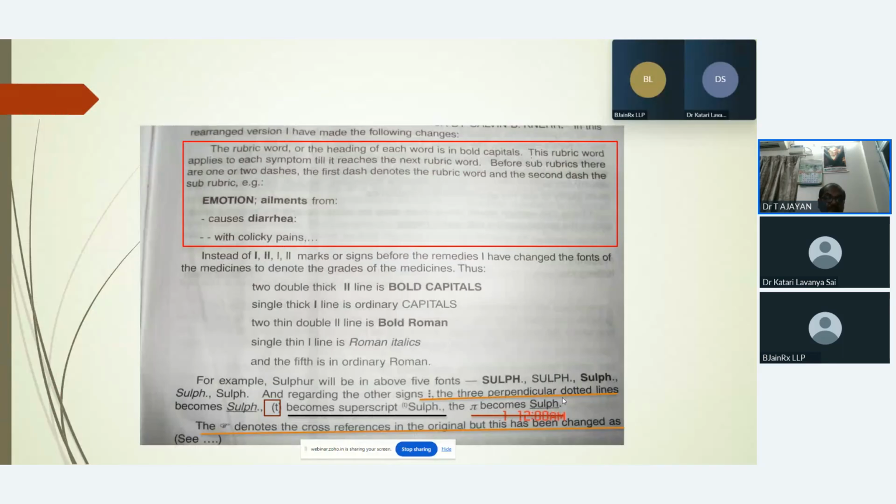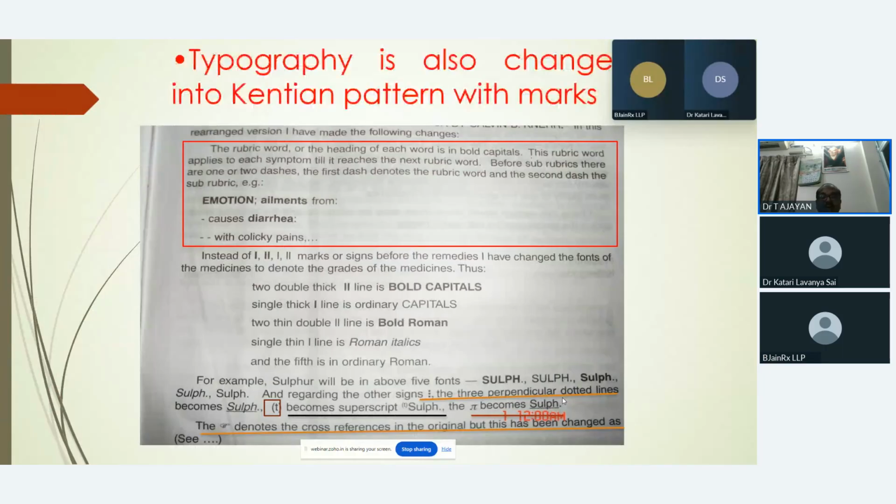These are in the original repertory and in the reversed edition of Sivaramakrishnan. In Sivaramakrishnan, all these lines, the double thick and single thick, are changed respectively to bold capital, ordinary capital, bold Roman, Roman italics, etc. The typography is changed to the Kentian pattern. Why is it changed? The reason is that in the reversed edition the Kentian method pattern is followed. Therefore the typographic markings are changed to bold capitals, bold Romans, etc.